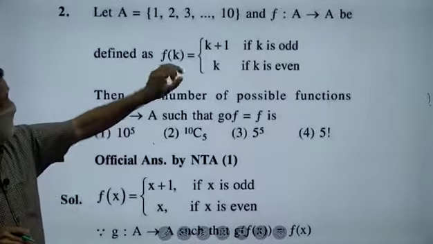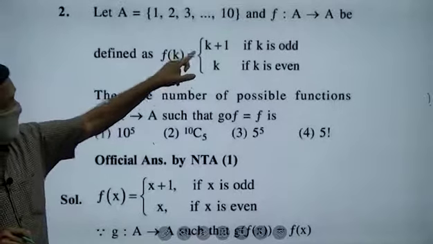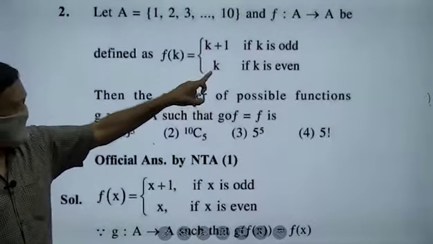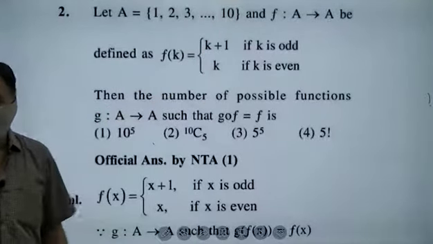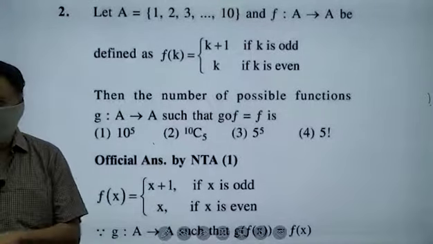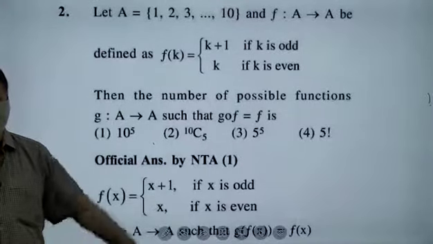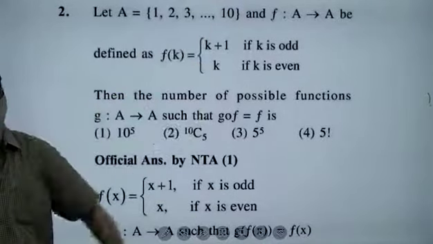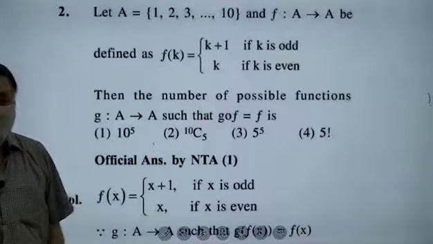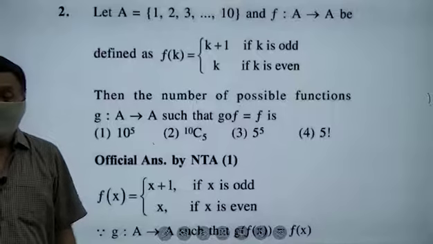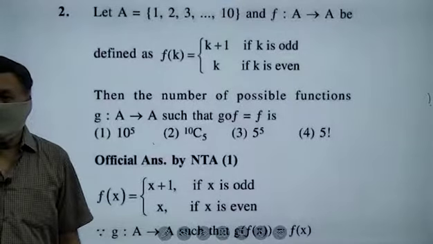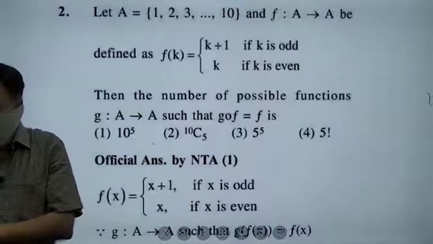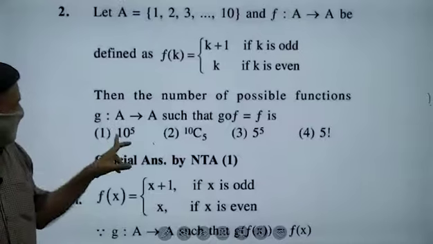That is, if k is odd, k plus 1 is what? Even. If k is even, k is what? Even. That means the range of f is always even. The domain is 1, 2, 3 up to 10. Range is what? Always even numbers. The range of f will be the domain of g in g circle f, all of you know that. So g is always defined on what? Even integers as far as g circle f is concerned.